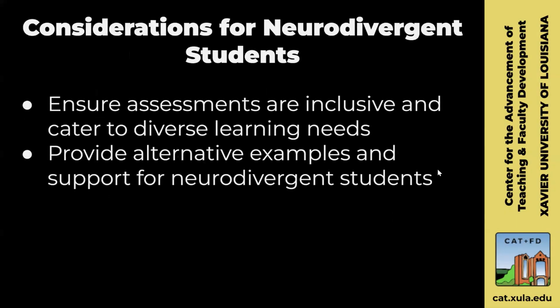Also, when you are looking at redesigning your assessment strategies, ensure that these are inclusive and they cater to the diverse learning needs of your students. So you can provide alternate examples and support for neurodivergent students. So does anyone have anything they want to add, comment, question, feedback for the group? How do we feel about these strategies?